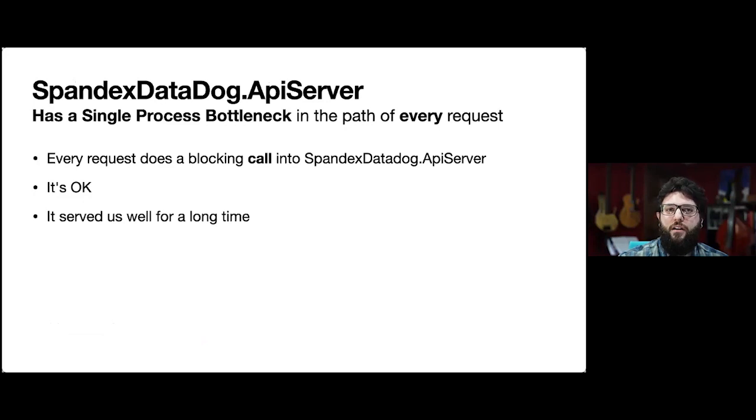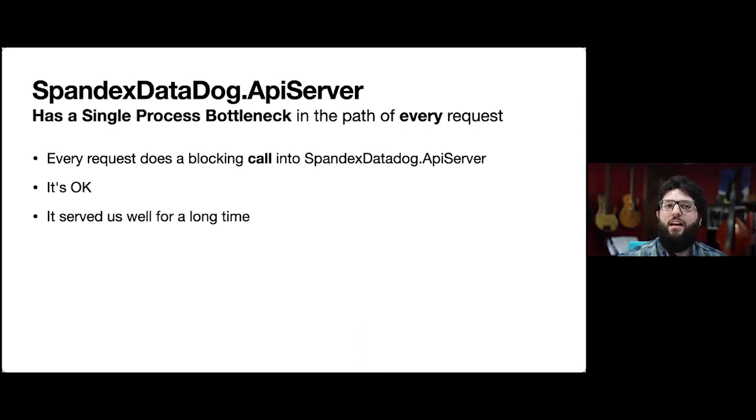Now, I dug into what this process was doing a little bit. And it's used for sending traces to Datadog. And it has a single process bottleneck in the path of every request. Whenever any request finishes, it makes a call into the Spandex Datadog API server, which has to be serialized. So every request in the system has to go through this. Now, it's generally pretty fast, but when we get a ton of requests, it can slow down. And sometimes it flushes the buffer, which adds a little bit more latency to one call. So it quickly backs up.